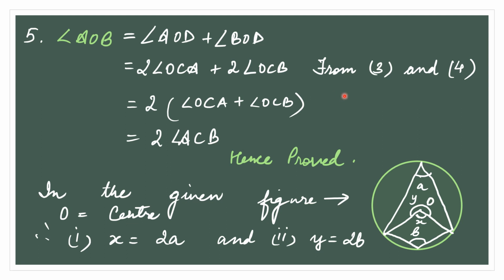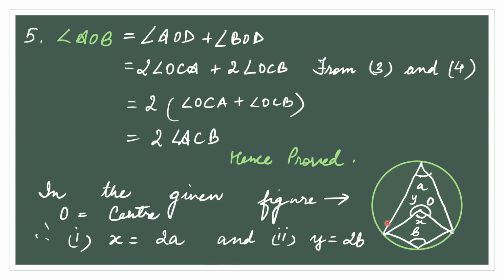Therefore, the angle subtended at the circumference is half of the angle subtended at the center by the same arc, or the angle subtended at the center is twice the angle at the circumference. Okay, hence proved. In the given figure, see the given figure children, O is the center.